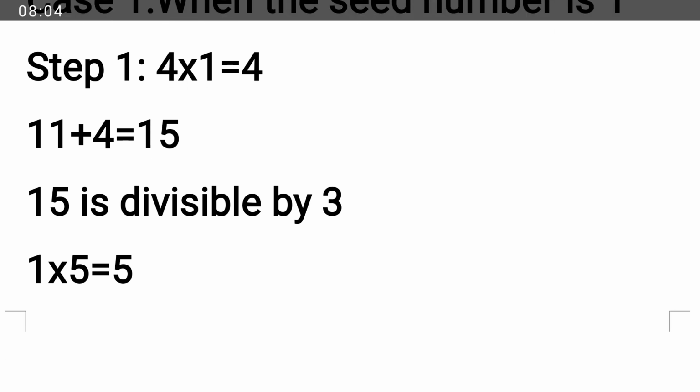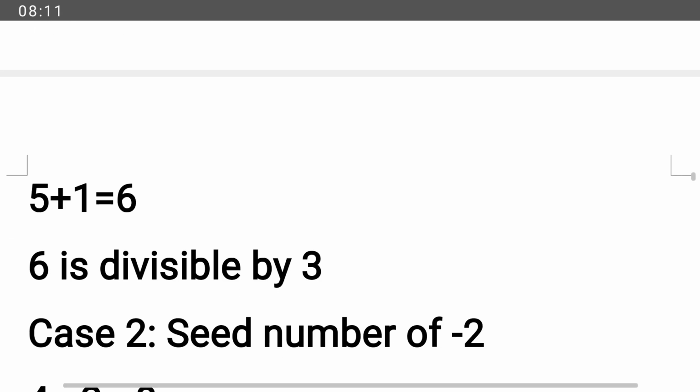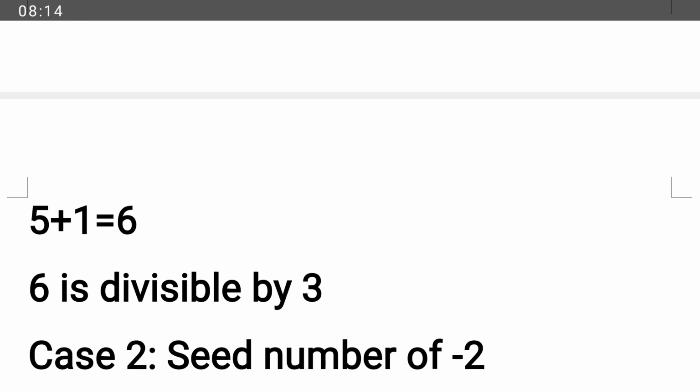If we see that, we can still try it again. 1 times 5 is 5, plus 1 is 6. We see clearly that 6 is also divisible by 3.